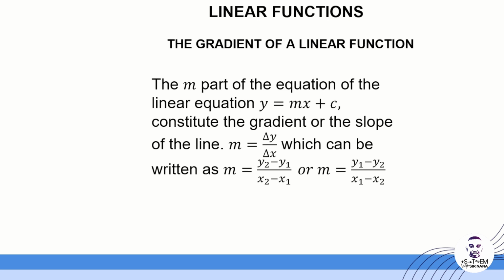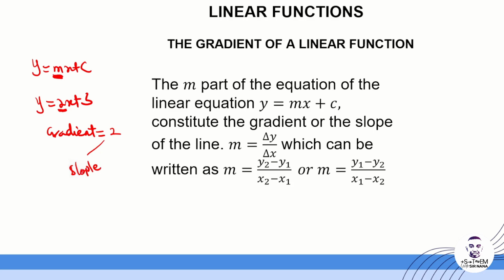So if you have an equation of the form y = mx + c, then we are considering the m part of the equation. So for instance, y = 2x + 3. It means that the gradient here will be 2, right? So the gradient will be 2. And that 2 also represents the slope of the line, right?